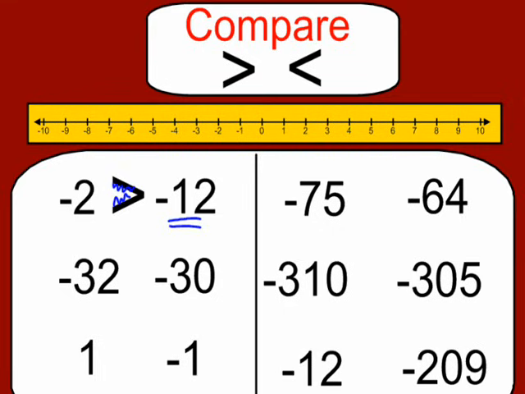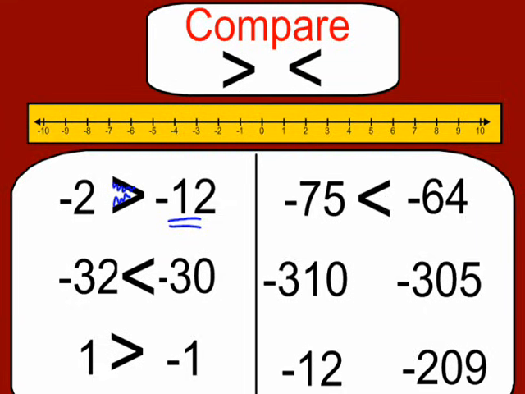Let's compare the two numbers underneath that one. So you've got negative 32 and negative 30. Well, I'd rather have negative $30 than negative 32. Negative 30 is larger than negative 32. Next one's easy. I'd rather have $1 than negative 1. Positive numbers are always going to be larger than negative numbers. Negative 75 and negative 64. Well, I'd rather have negative $64 than negative $75.